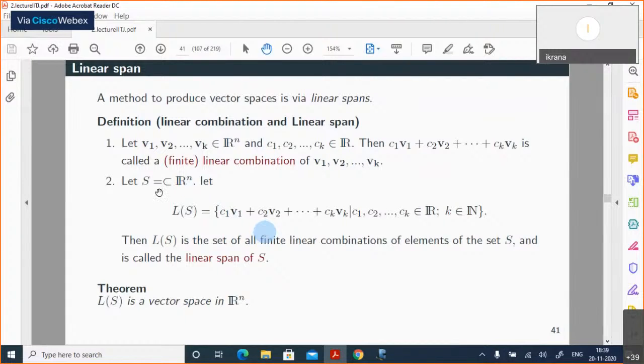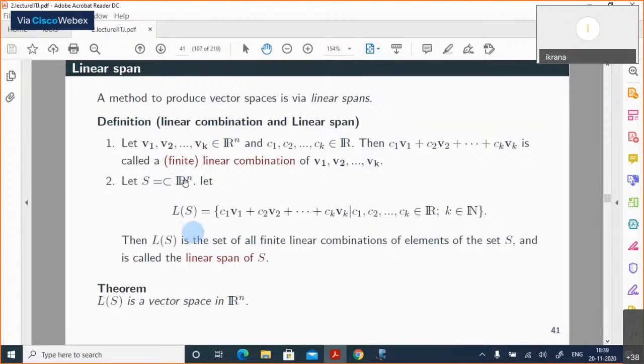So what is the set S here? This is the set of the vectors v1, v2. The linear span is all finite linear combinations of elements of S. So pick up a finite number of elements. Actually, S could be any set. It need not be this particular finite set of elements. What you can do is take any subset S.